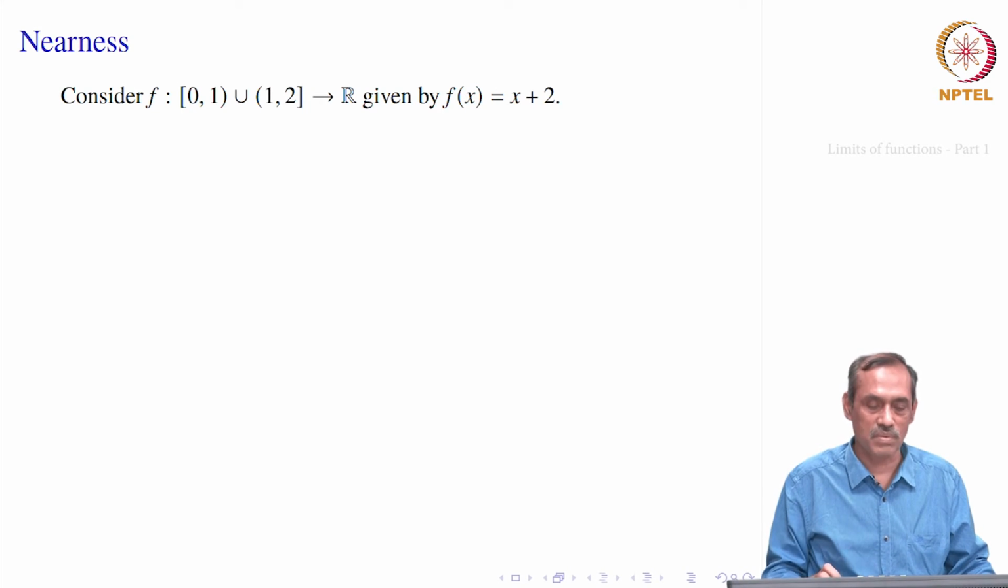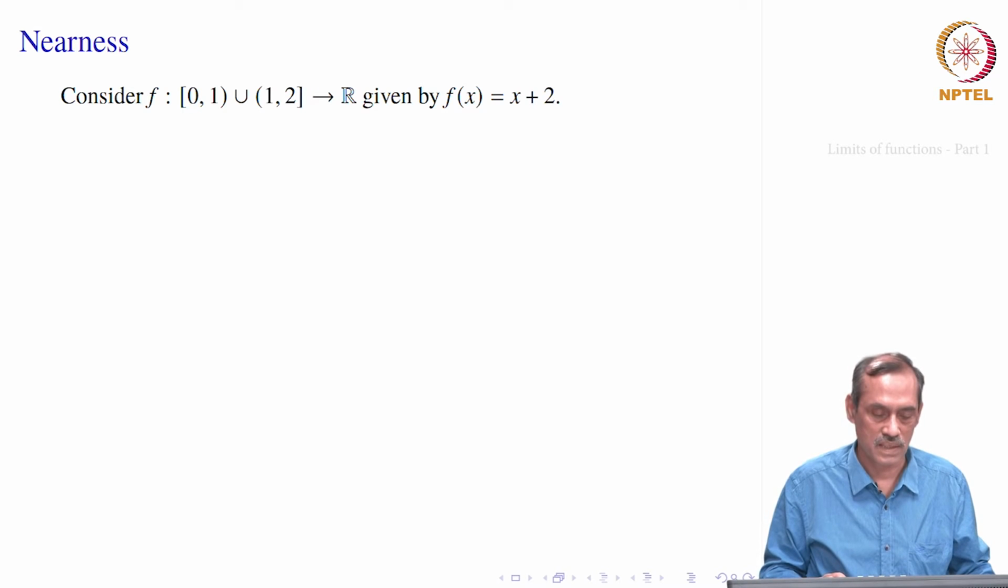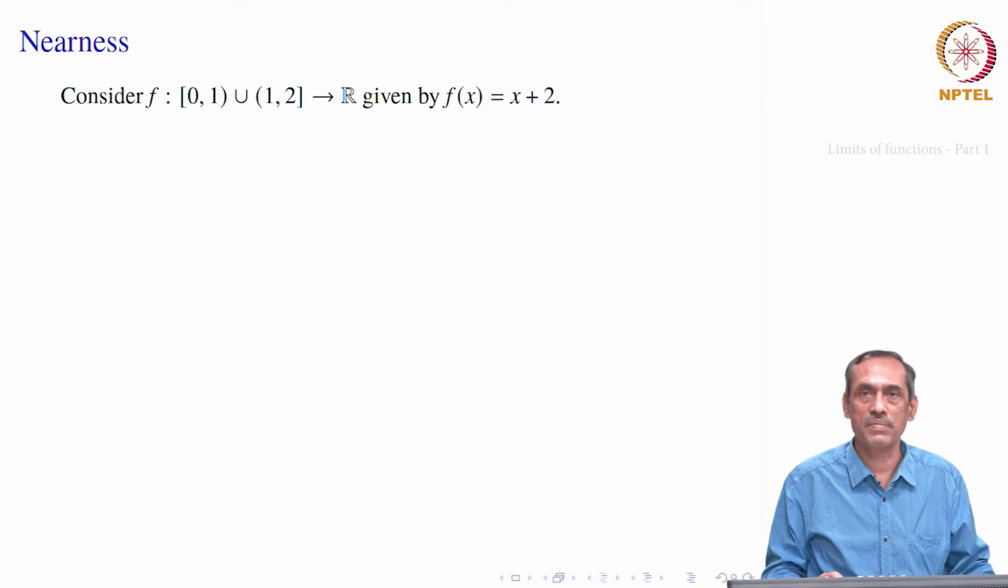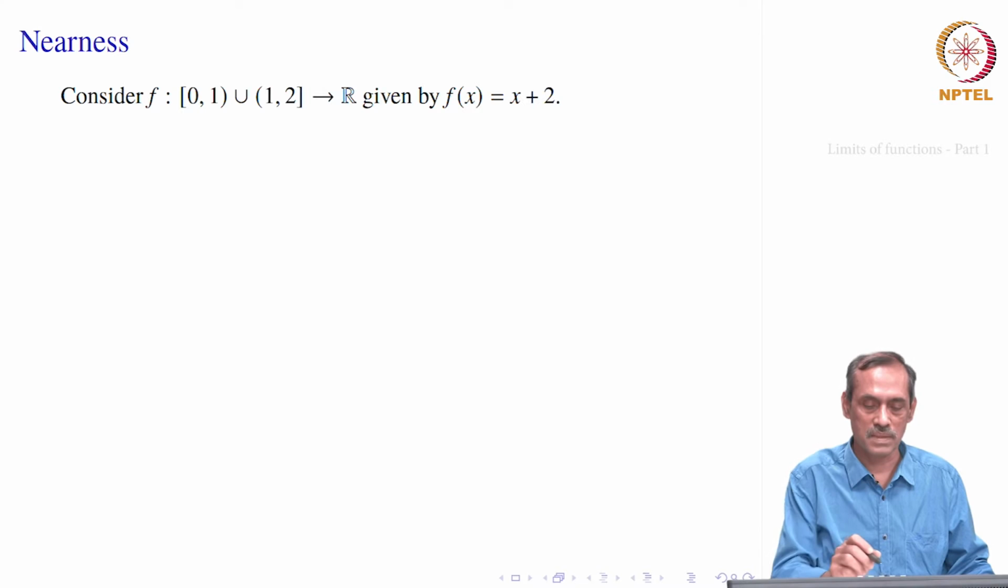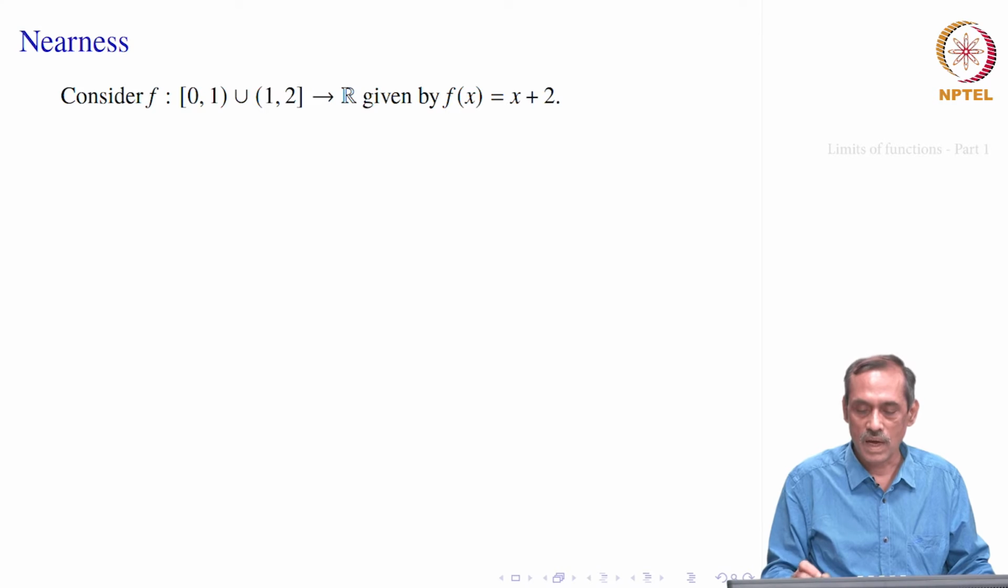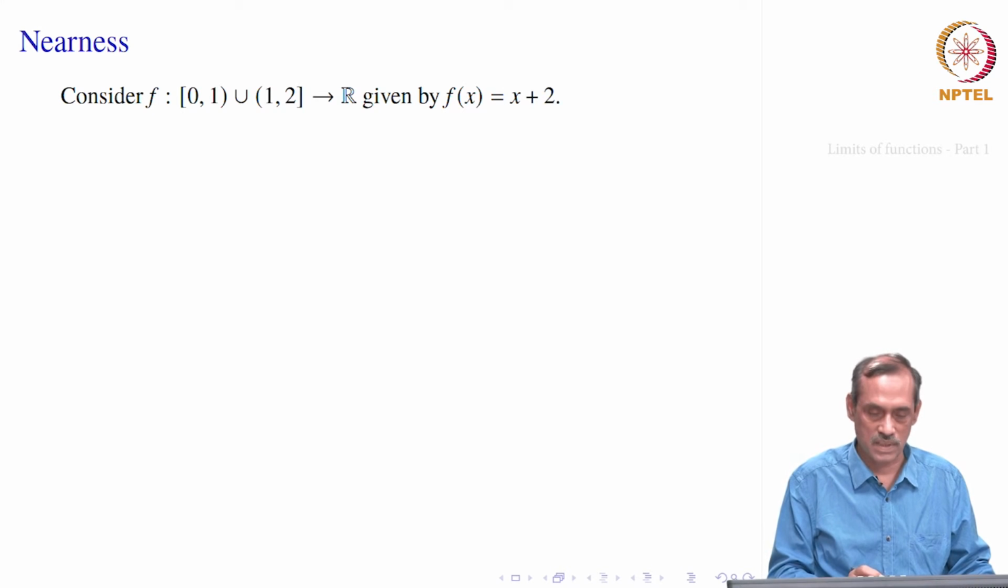So, let us start with one simple example, a simple function. f is a function from the closed interval 0 to 1, open at 1, union 1 to 2. That means it is really the closed interval 0 to 2 except the point 1. Suppose f is defined on this and takes real values, defined by f of x equal to x plus 2. So, that is a fairly simple function. Let us consider this function.